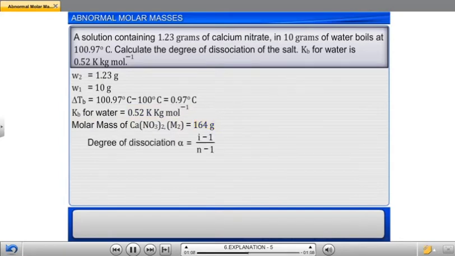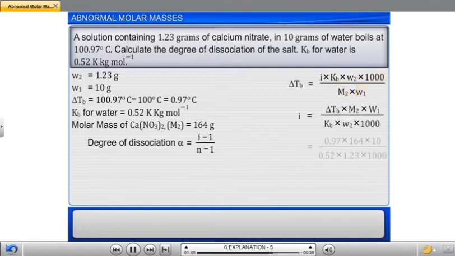The degree of dissociation needs to be calculated. For finding the degree of dissociation of the salt, we first need to calculate Van 't Hoff's factor, i. Substitute these values in the modified equation for elevation of boiling point. Delta Tb is equal to i multiplied by Kb multiplied by W2 multiplied by 1000 divided by M2 multiplied by W1. On solving for i, we get Van 't Hoff's factor, i, is equal to 2.48.